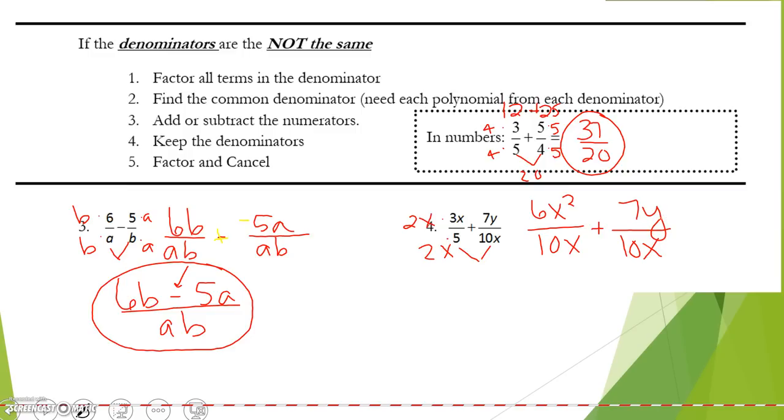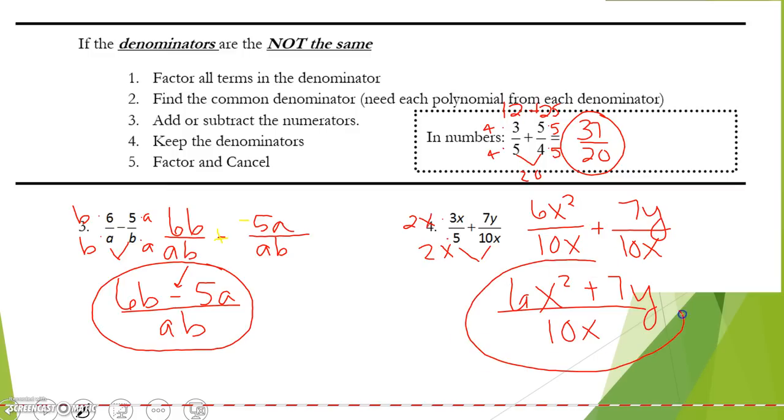Step 3, add or subtract the numerators. They aren't like terms, so I just have to put it on top like this. Step 4, keep the denominator the same. Step 5, factor and cancel. I can't factor anything. I can't cancel anything, so that's my final answer. We aren't going to be doing as much crossing out today as we have in the past couple lessons.